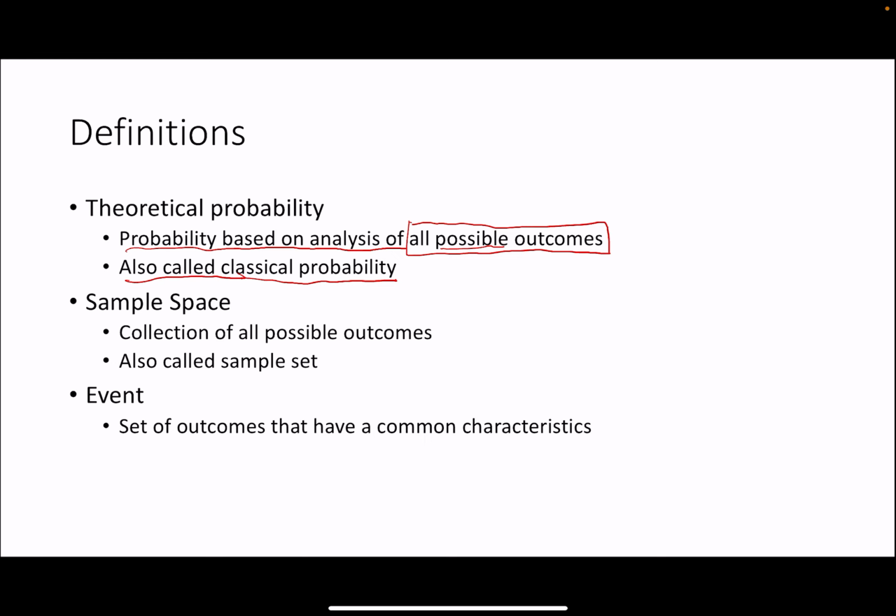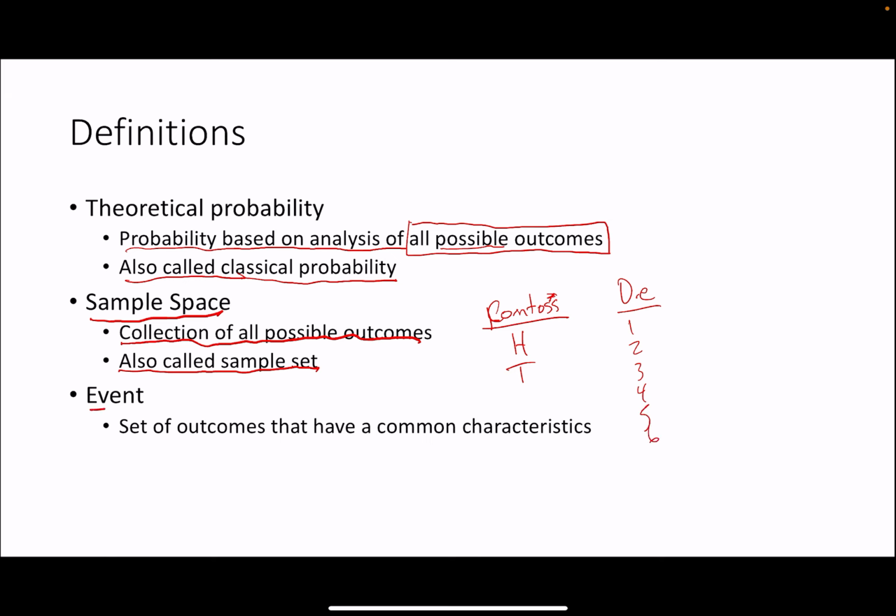A sample space is a collection of all possible outcomes, also called a sample set. So for example, a coin toss: heads and tails are all possible outcomes. A die: all possible outcomes are 1, 2, 3, 4, 5, and 6.